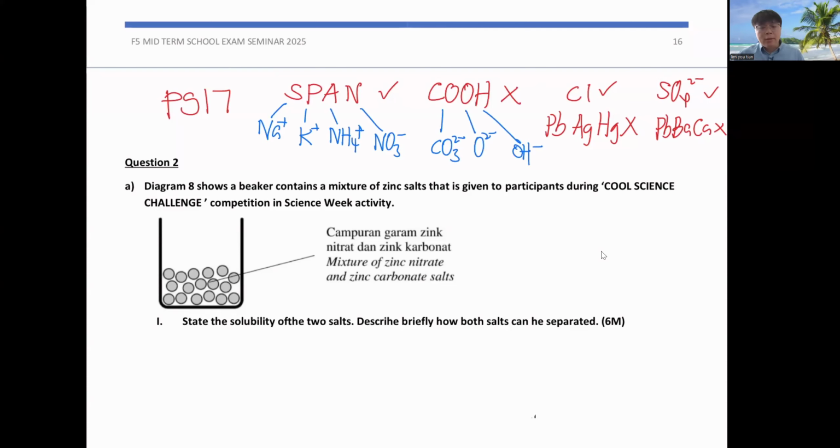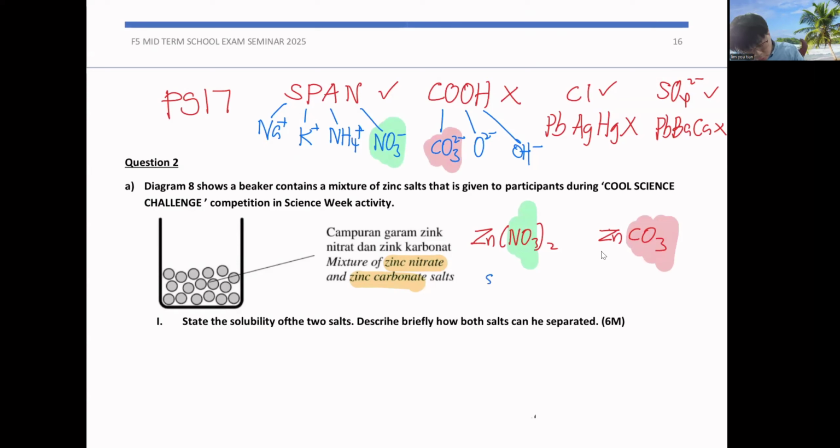Okay. So now they give you two salts. One is zinc nitrate, one is zinc carbonate. So you write down the formula: zinc nitrate and zinc carbonate. Based on this, anything with nitrate will be soluble. Then anything with carbonate will be insoluble unless they pair with SPAN. So in this case, this is soluble. This is insoluble.